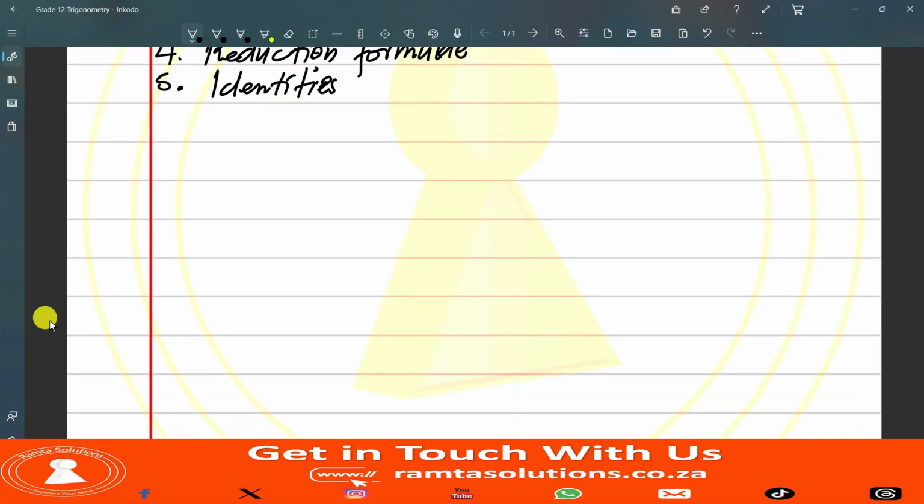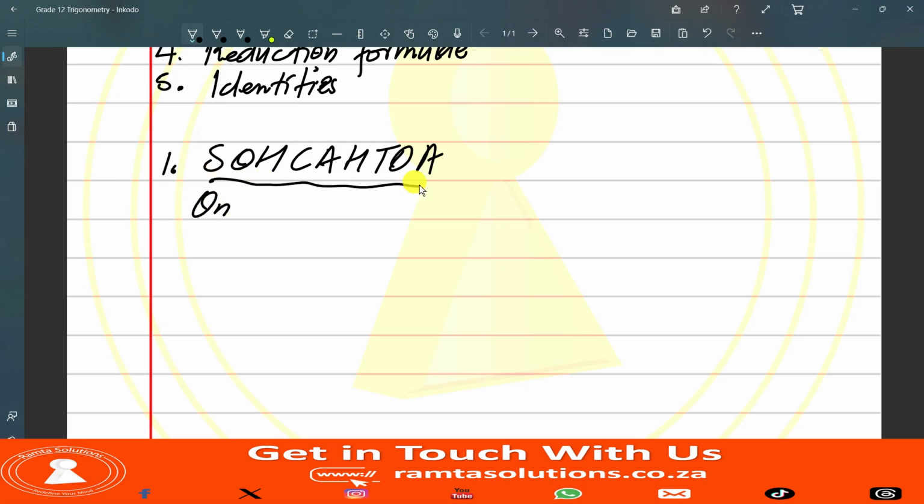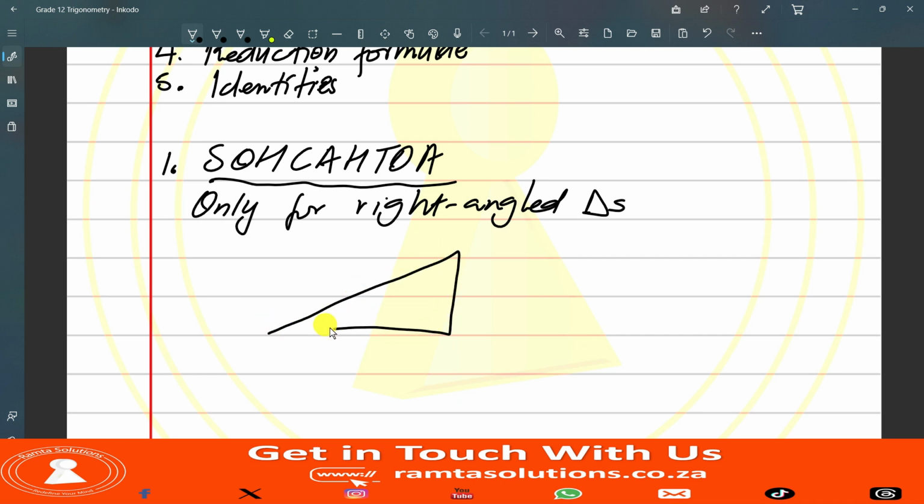Now let's start. One, let's remind you of SOHCAHTOA. You recall what it is. It only applies for right angled triangles. So let's imagine this triangle here. Let's say the side here is 3 units. This one here is 5 units.